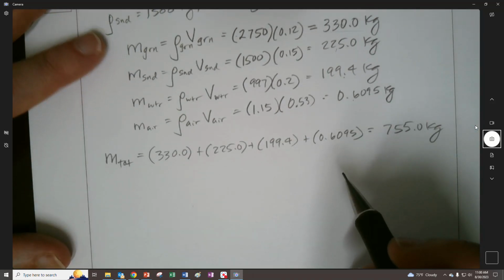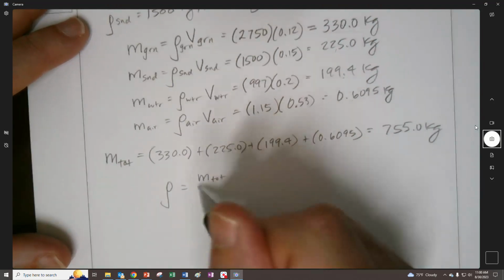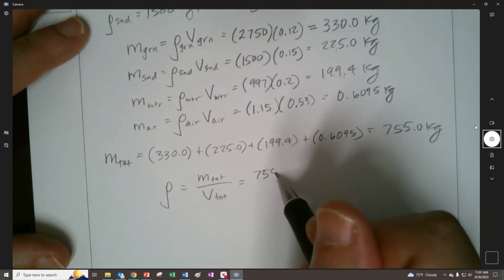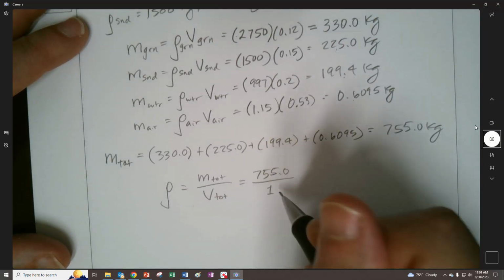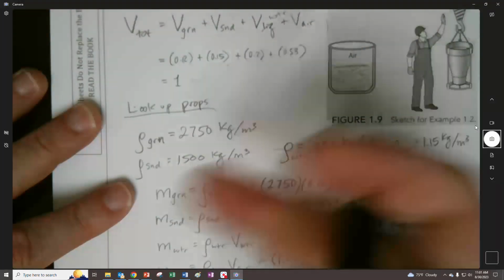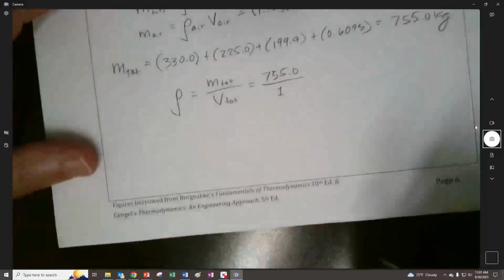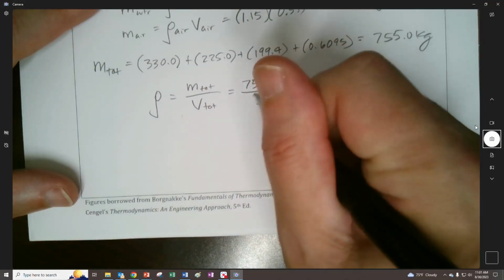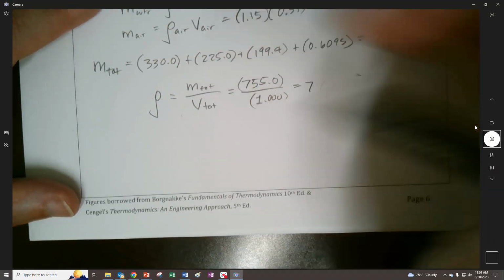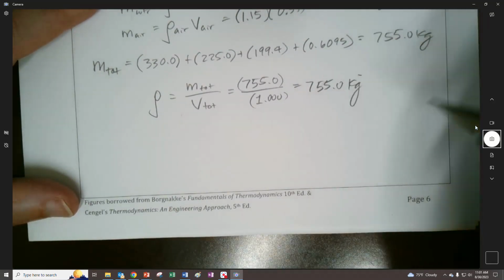And then of course the density here would be the mass total over V total, which is just going to be 755 over 1. You could probably have told me that if I was a good, consistent professor, I would put that into there, right? 4 sig figs communicates that the thing is completely known. 755.0 kilograms.